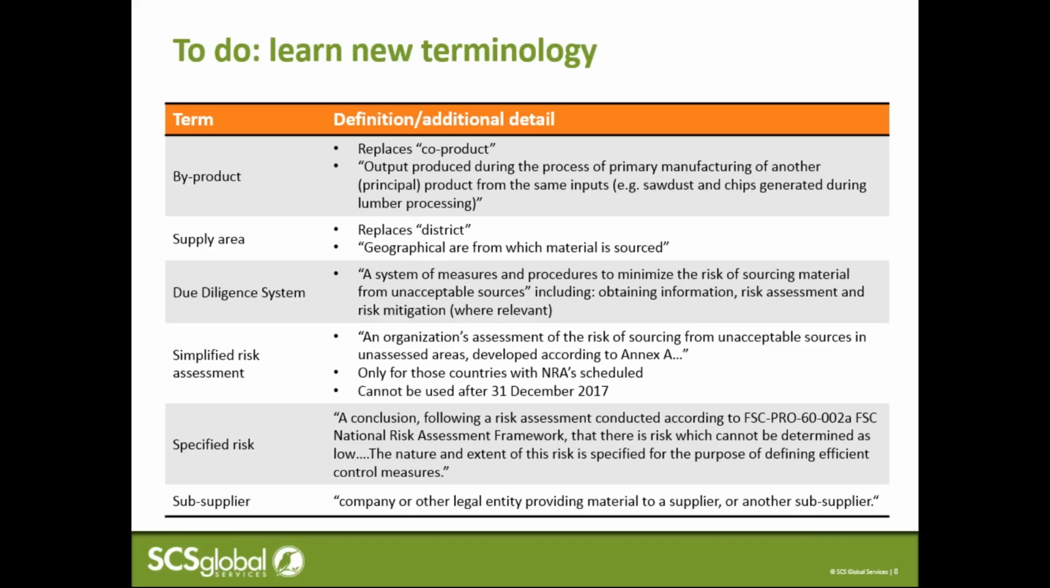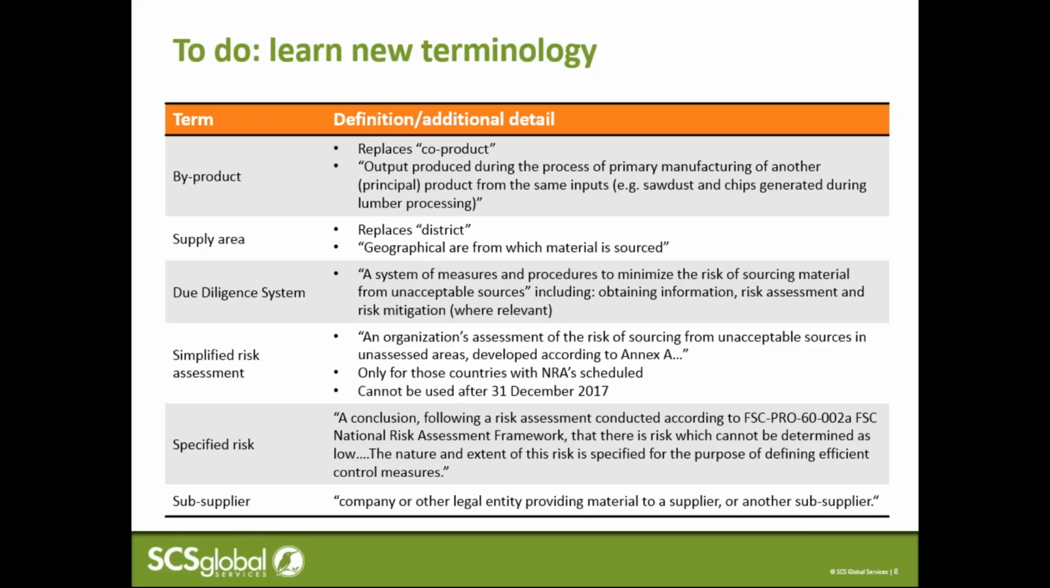Quoting directly from the glossary, a simplified risk assessment is an organization's assessment of the risk of sourcing from unacceptable sources in unassessed areas, developed according to Annex A of the new standard. Regarding simplified risk assessments, it's important to keep the following in mind. First, simplified risk assessments are conducted by the organization itself. As we will discuss later, this means that the controlled wood risk assessments you are currently using will serve as a strong foundation to meet compliance with the new standards. In this regard, much of your compliance is already met.